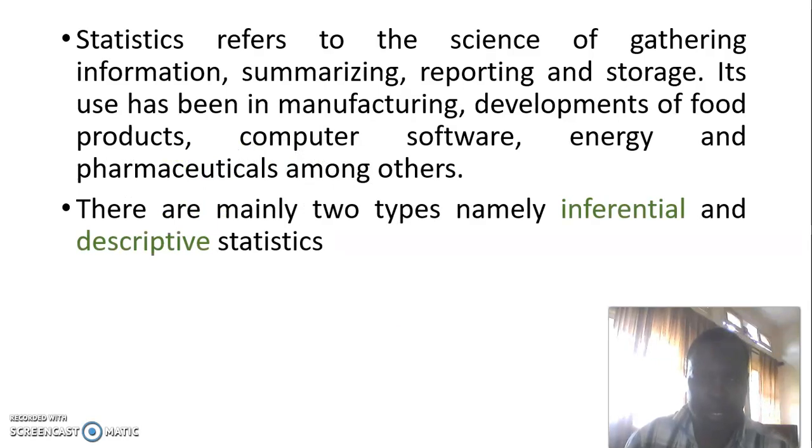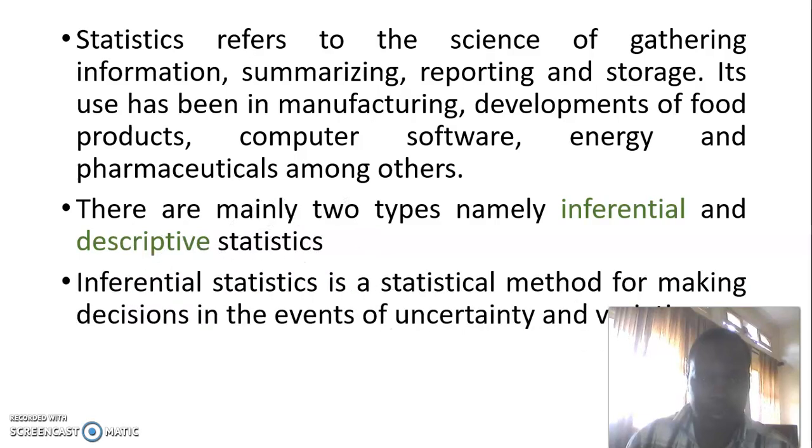There are two types of statistics, namely inferential statistics and descriptive statistics. Inferential statistics is a statistical method for making decisions in the events of uncertainty and variation. Know that we can't tell the future, so the future is uncertain to us, but we can use a statistical method of inferential statistics to predict the future in terms of uncertainty.